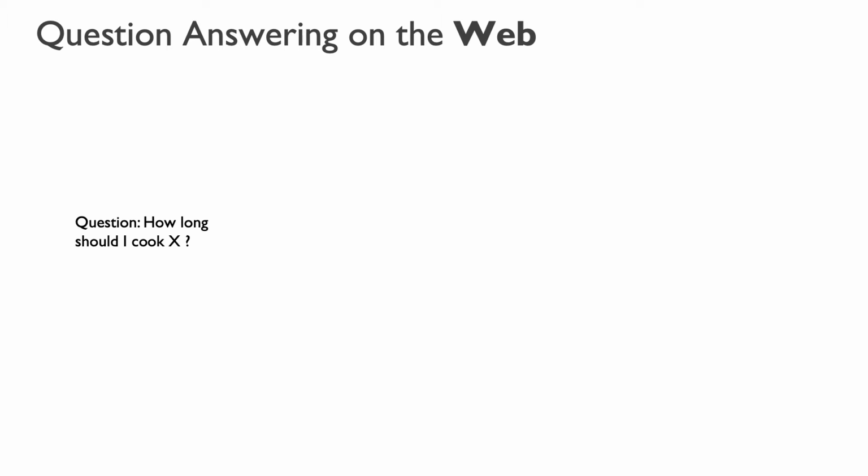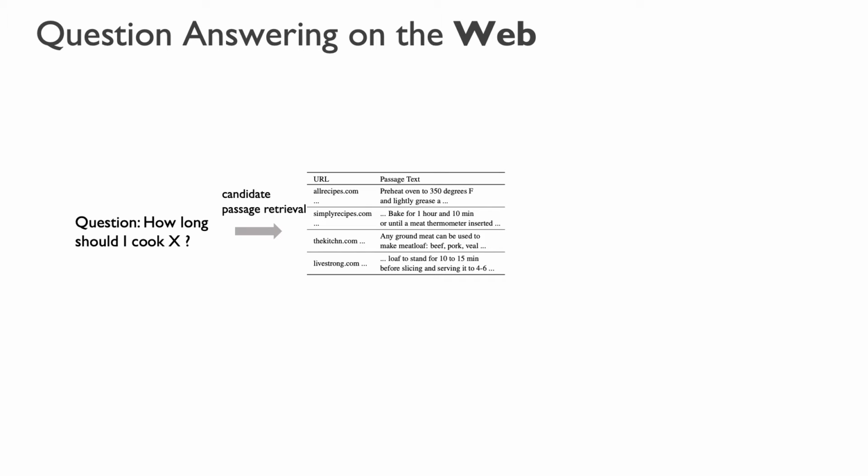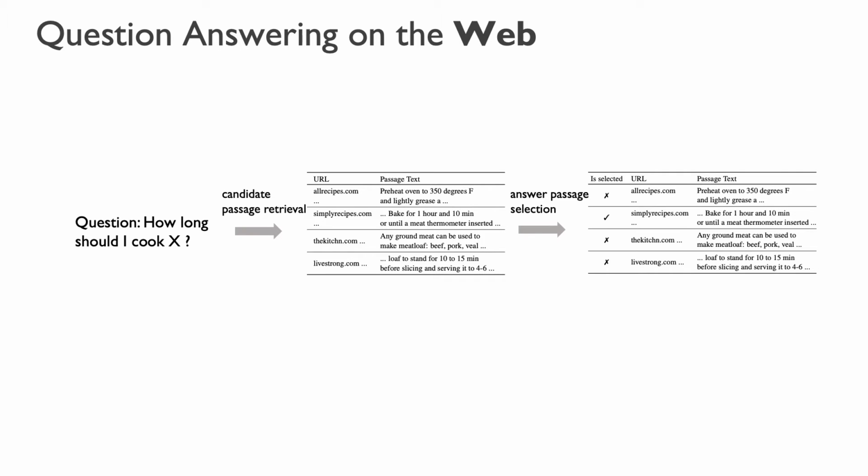So what is the task that we're tackling for web question answering? Given a question like this, how do we cook something for how long? Then we first retrieve the candidate passages from a bunch of websites. And then we select the best candidate from all the candidate passages, and in this case, it is the second one. What we are tackling in this paper is answer passage selection.